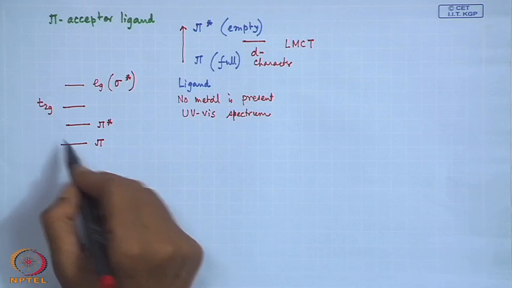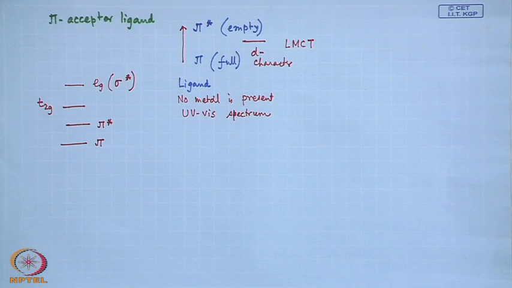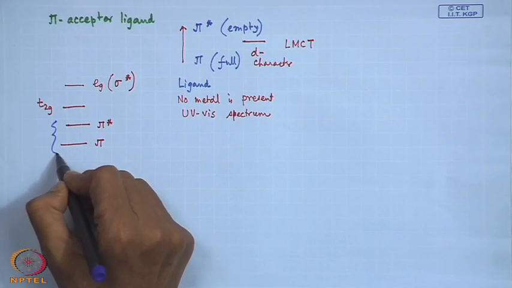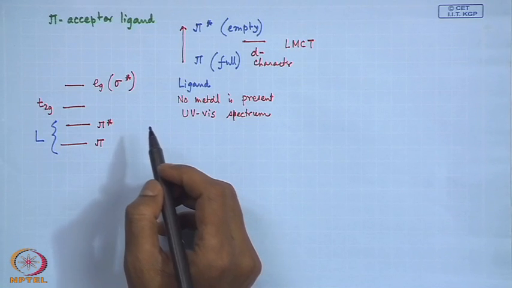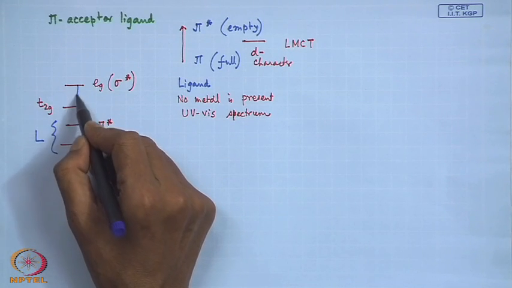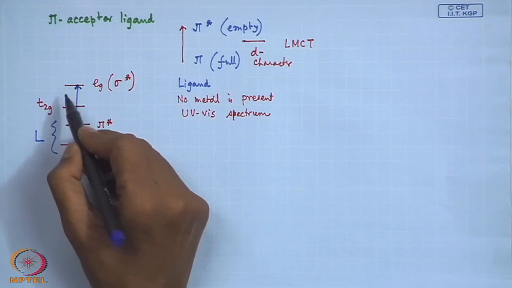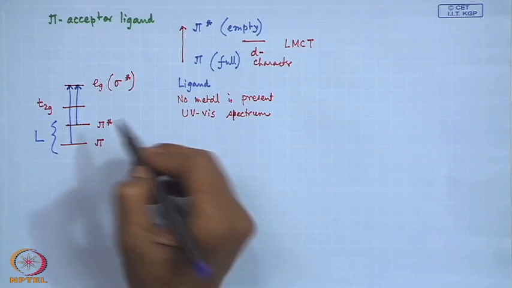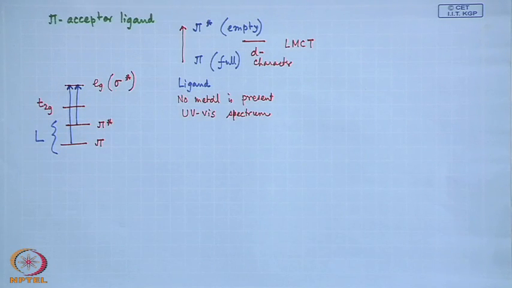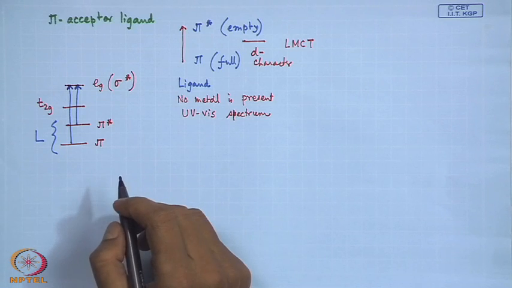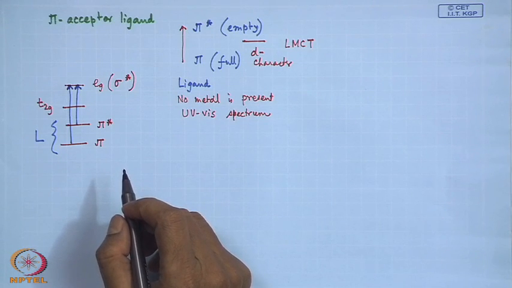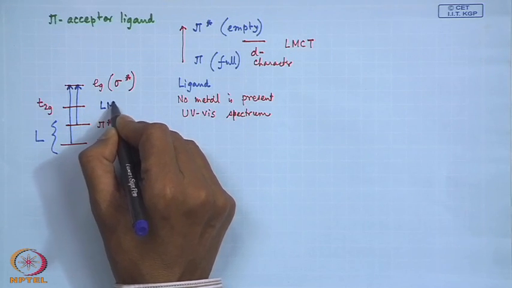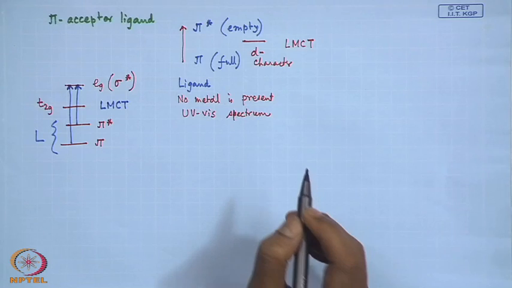So, either from these two, if both of them are full, that means if the pi level as well as pi star level of the ligand is full, so we can have the corresponding electronic charge transfer from this level to this level or this level to the Eg level. So, this basically gives us the corresponding transitions which would be of LMCT type.